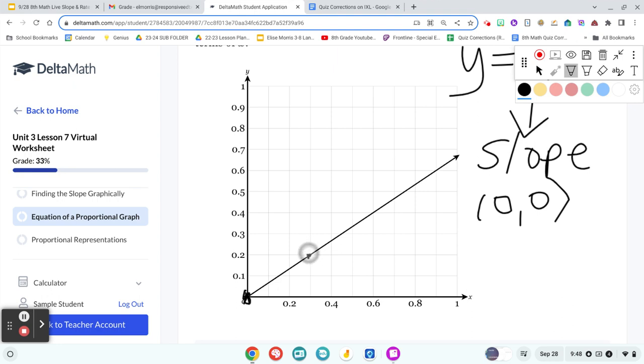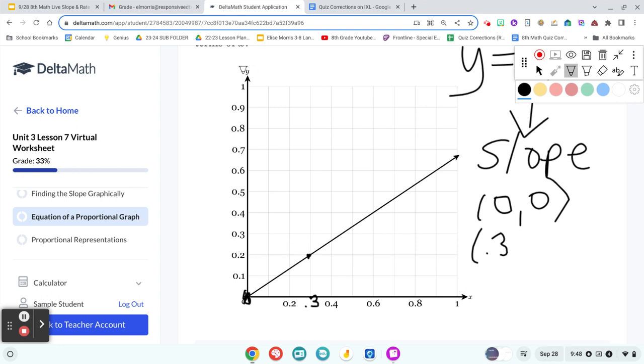Here's another point right on the grid line. What is that location? Ooh, it's between 0.2 and 0.4. What comes after 0.2? Should be 0.3, right? Okay, perfect. So 0.3 is the x, and 0.2 is the y.